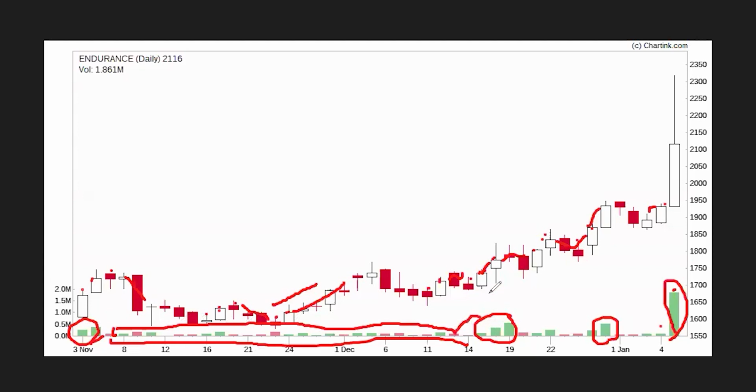Therefore, there are times when volume rises gradually and then suddenly increases. A situation where volume slowly rises and then suddenly increases is a good place to buy. When the volume increases and then rises, the price will rise sharply. That's what I mean. Next one.